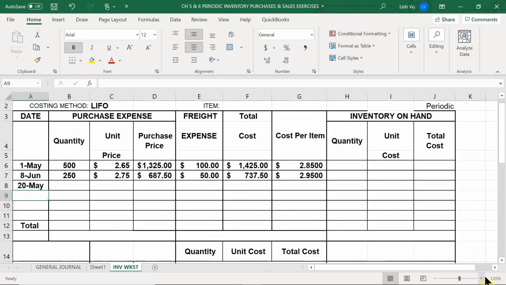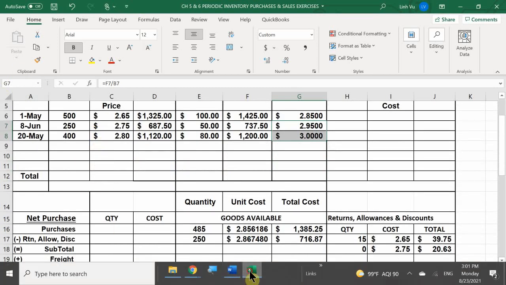Okay, I'm going to make this a little bigger. We purchased a total of 400 units at $2.80 each with a freight of 80. So what is my total purchase price? 1,120 plus 80 gives us a total of 1,200. So then, therefore, what is going to be my cost per item? $3 even. Perfect. Good.